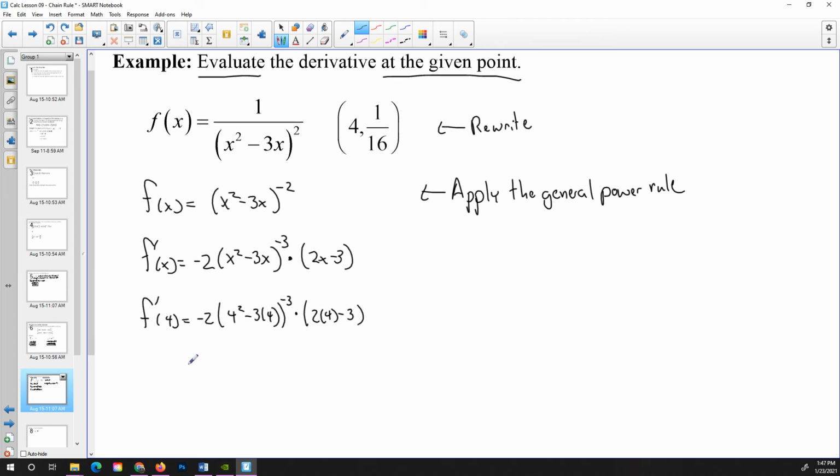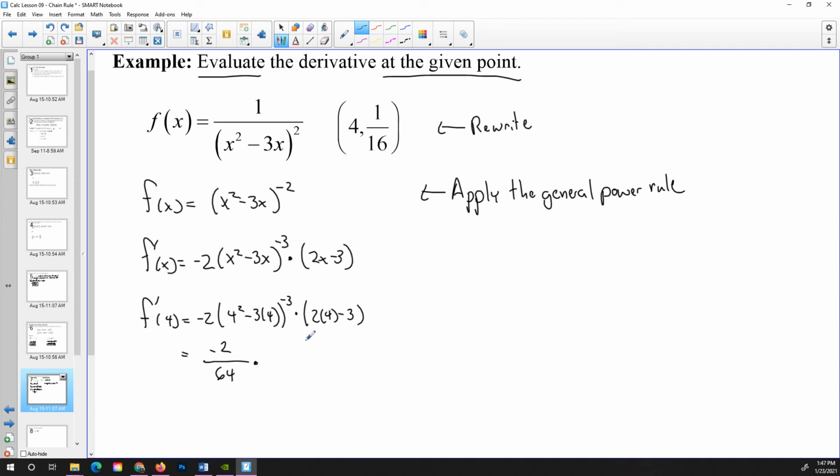Okay, so now let's evaluate this. On the inside, I have 4 squared is 16, minus 3 times 4 is 12. So 16 minus 12 is going to be 4. And so I'll have negative 2 over 4 to the third. Now 4 to the third is 64.